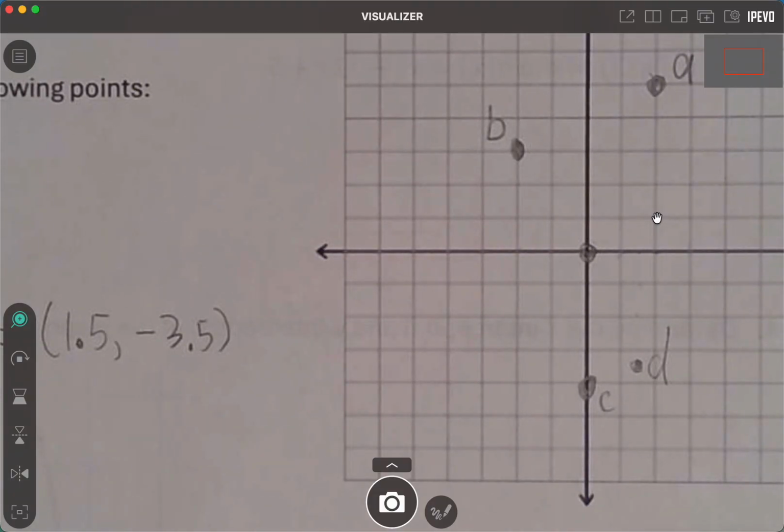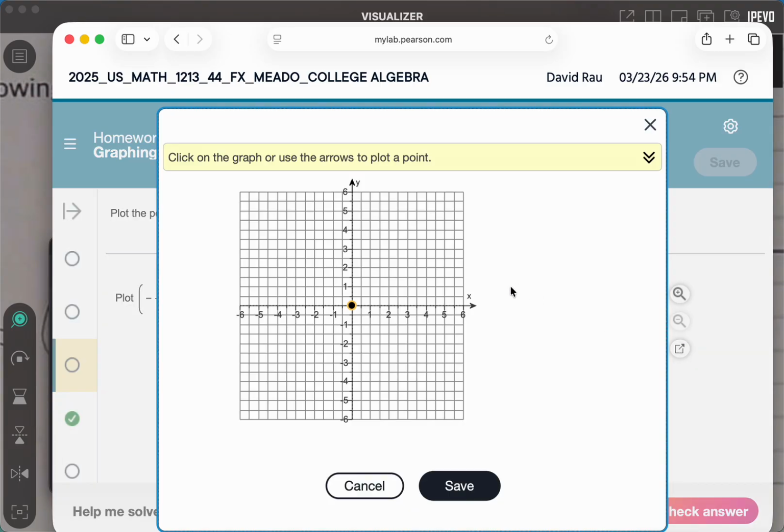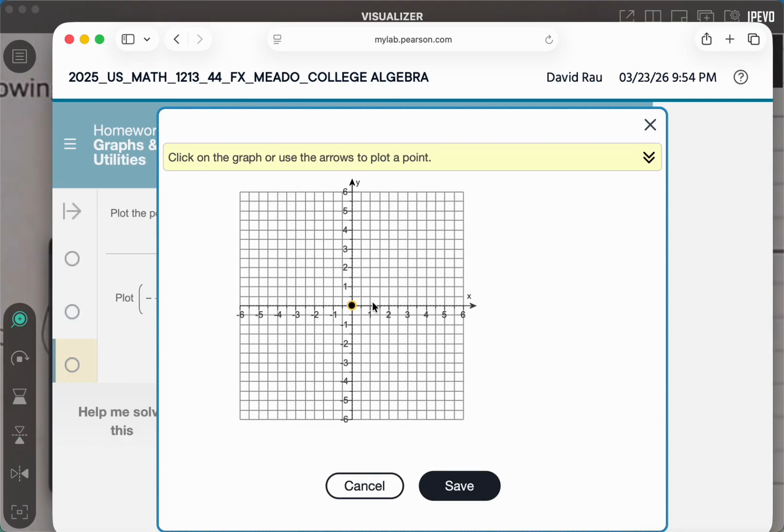So just be aware that there are times where you might be asked to graph half points or third points, and usually your homework tool will actually give you a window to do that. And let's see if I can bring that up for you. All right, so for this example, you can see that they wanted me to graph the point -7/2, positive 5/2. And so if I could pull that up, now I'm going to try to zoom in.